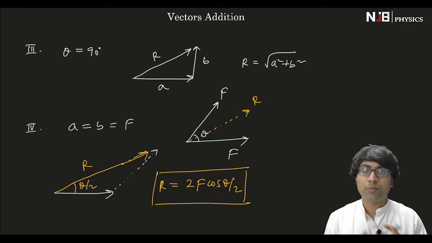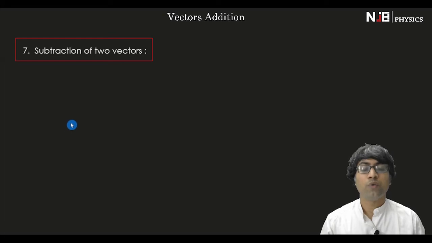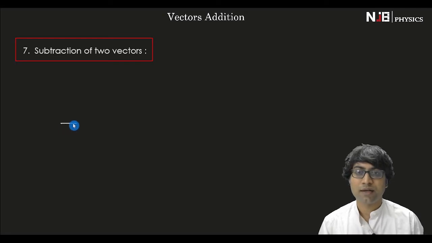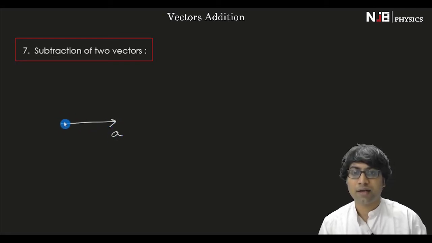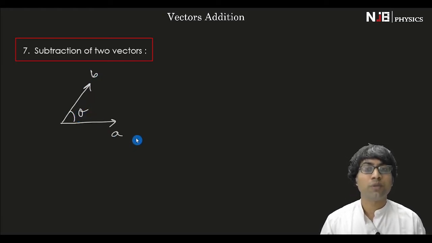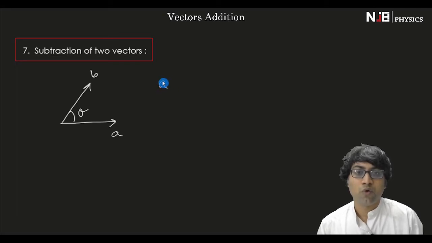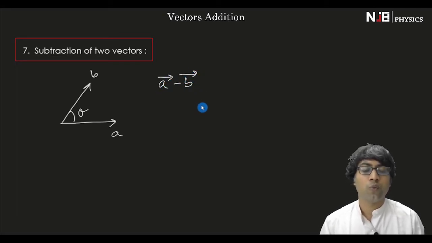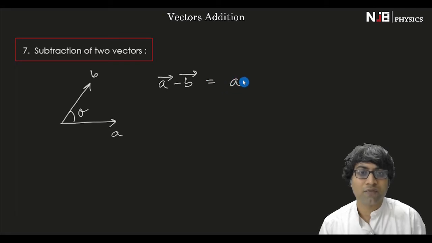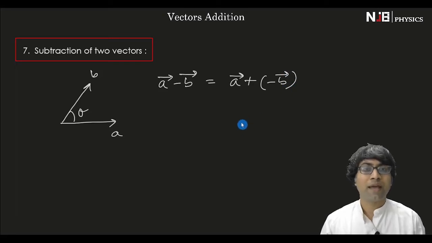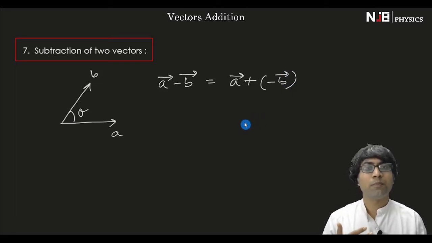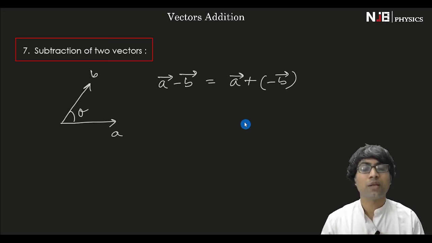Let's now talk about subtraction of two vectors. So now we want to subtract two vectors. That means we want to take the difference of the two vectors. Let's imagine that this is the first vector, a vector, and another vector is this vector, b vector, and the angle between them is theta, and we want to subtract the two vectors. That is, we want to know what a vector minus b vector is. Well, a vector minus b vector can be written conveniently as a vector plus minus of b vector. What is meant by minus of b vector? Whenever a vector is multiplied by a negative sign, it reverses its direction, whereas the magnitude remains the same.